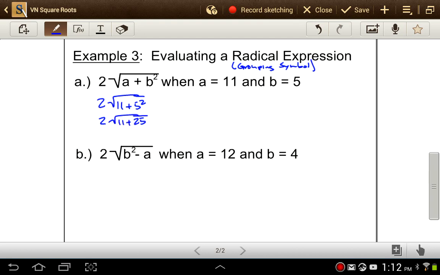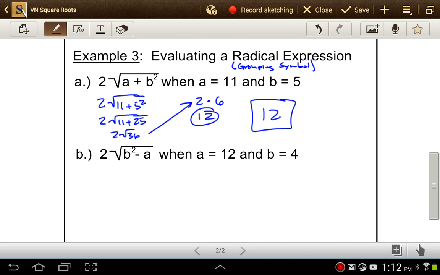It's 2 times the square root of 36. Now I do the square root of 36, which is 6, because 6 times 6 equals 36. So 2 times 6, and my answer is 12. That's my final answer. For B, I plug in 12 for a and 4 for b.